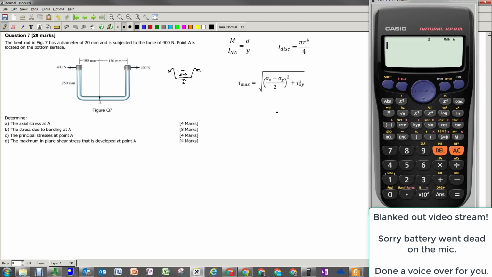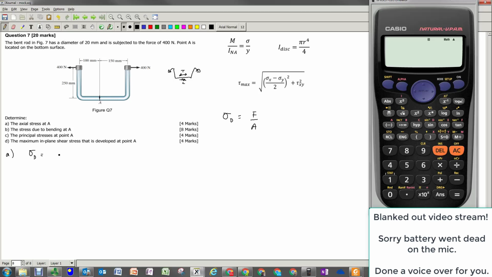So the first part is simply the axial stress. What we're saying there is, what's the direct stress? So what's the stress caused by us just trying to pull this thing apart, ignoring any bending effects. All we need there is the force that we're trying to pull it apart divided by the cross-sectional area of the rod.